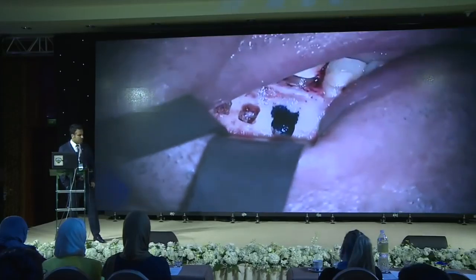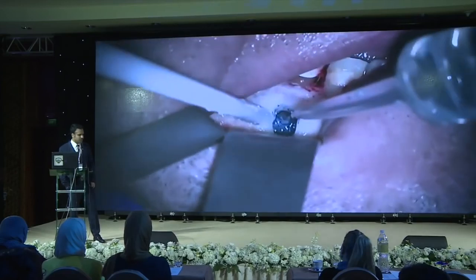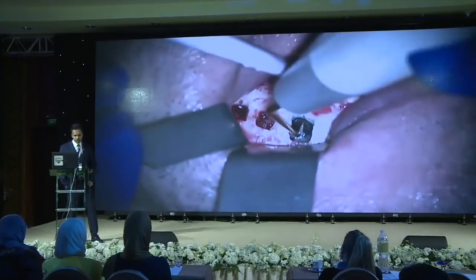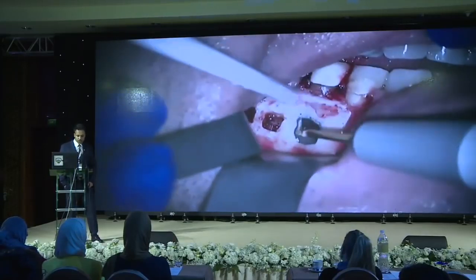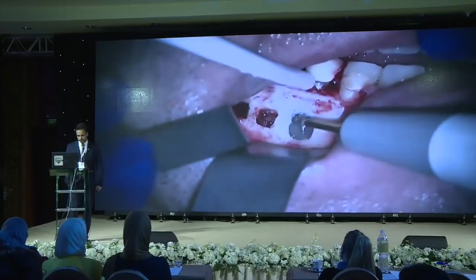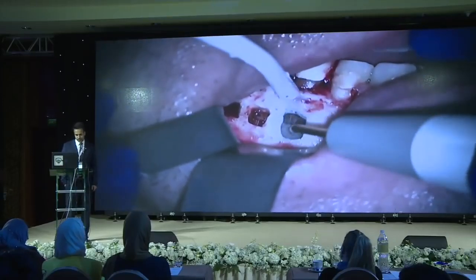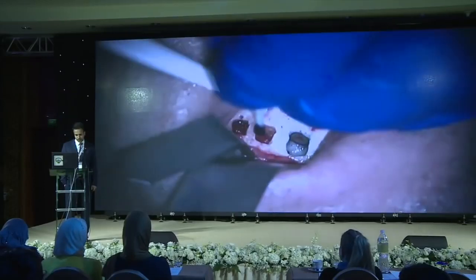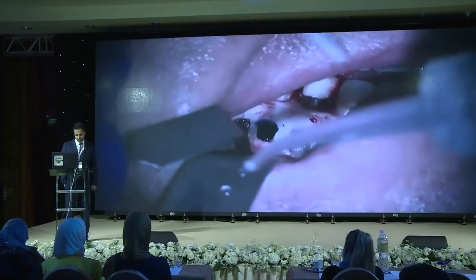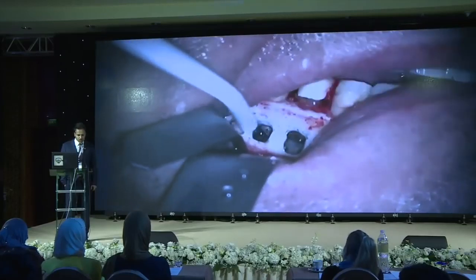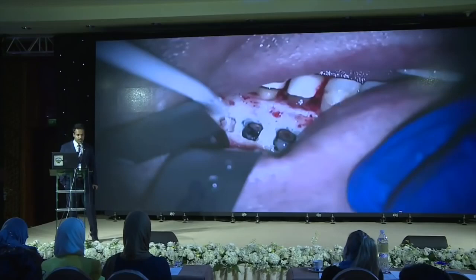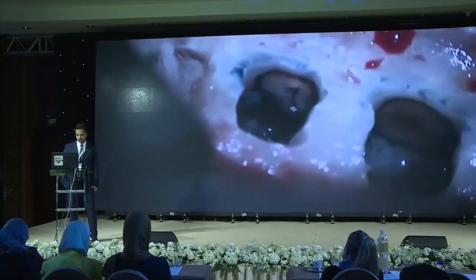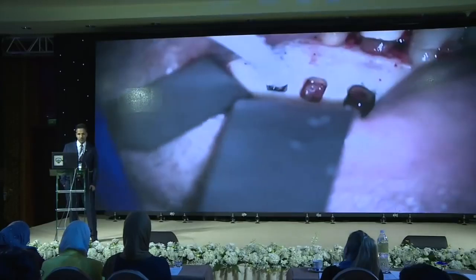So now I'm staining with methylene blue to detect if there are any extra canals or any fractures. This is the ultrasonic used to remove the gutta percha. Now we're going to see the mesial root has an isthmus communication between the buccal and lingual canals. And this all has to be prepped in one prep.